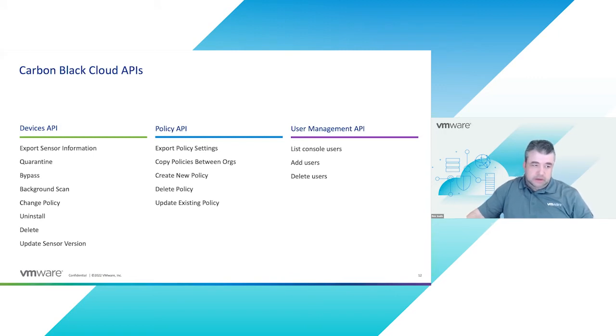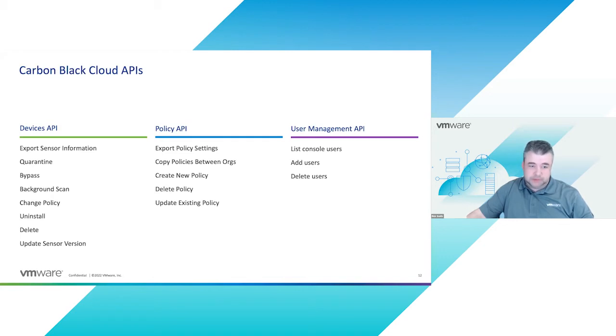The devices API, when I'm talking to customers, this is the one that usually comes up first. I want to be able to do more with the metadata I have about my sensors. I want to know which ones are in bypass, which ones are on older versions, and maybe take some automatic action based on that. So devices API, very, very strong one. And I'll have a little demo of the devices API here in just a few minutes.